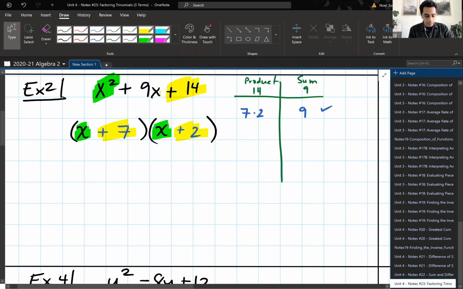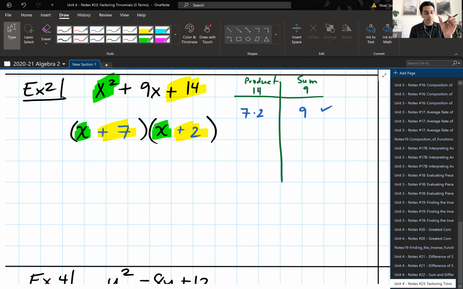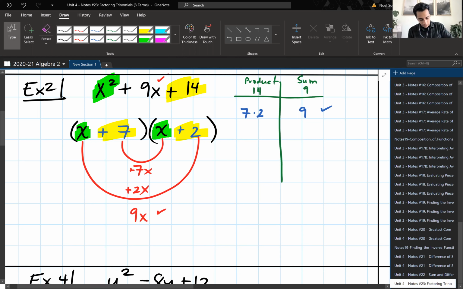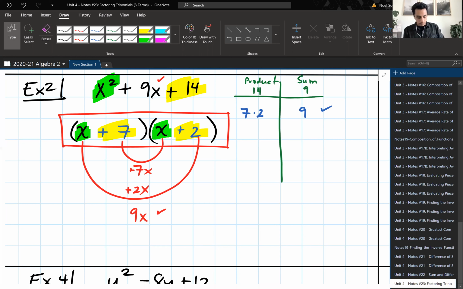The last part you need to do, test for the middle term 9x. We have to make sure that these will add up to be 9x. So 7 times x gives you positive 7x. X times 2 is a positive 2x. So when you add them together, you get 9x. So that checks out. So you know that this will be the factored version of x squared plus 9x plus 14. Okay, not too bad, right?